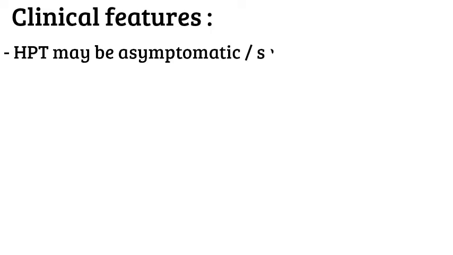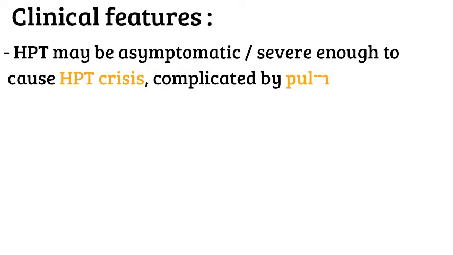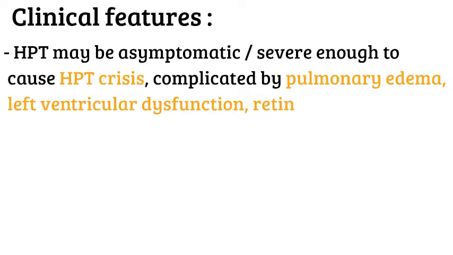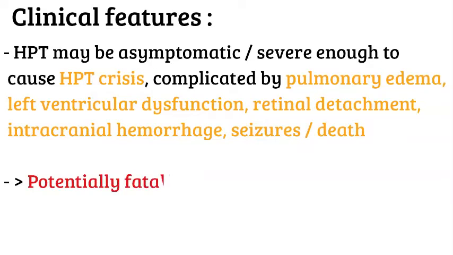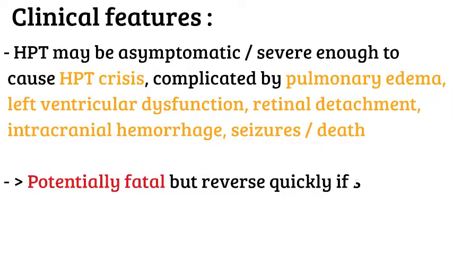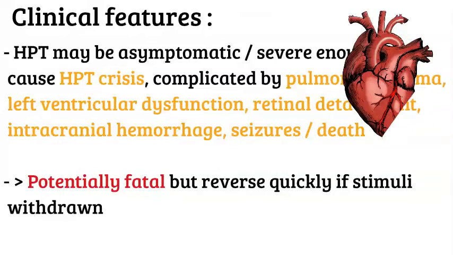Hypertension may be asymptomatic or severe enough to cause a hypertensive crisis, complicated by pulmonary edema, left ventricular dysfunction, retinal detachment, intracranial hemorrhage, seizures or death. Autonomic dysreflexia is potentially fatal but reversed quickly if stimulation is withdrawn.